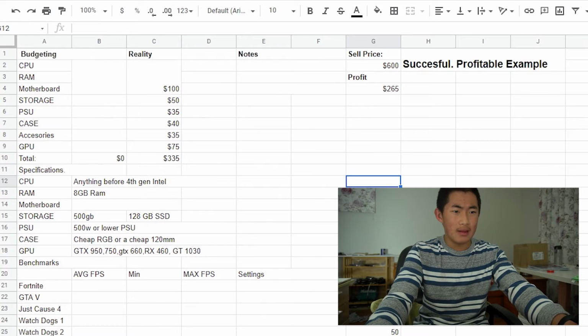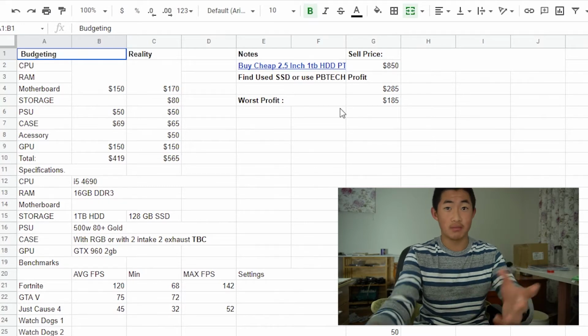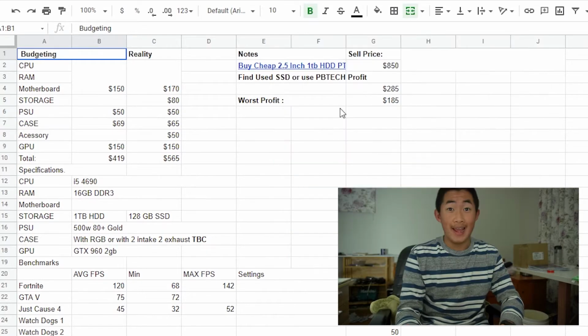And so we can look at the computers. This is the i5 4690 computer, or we can look through this list briefly. So I'll put a picture of this right now on screen. This computer has an NZXT H440 case.